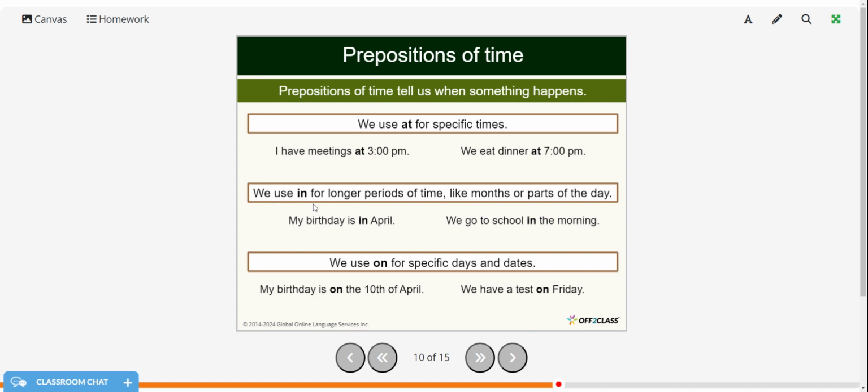Now we use in for longer periods of time, like months or parts of a day. My birthday is in April. We go to school in the morning. And then we use on for specific days and dates. My birthday is on the 10th of April. We have a test on Friday.